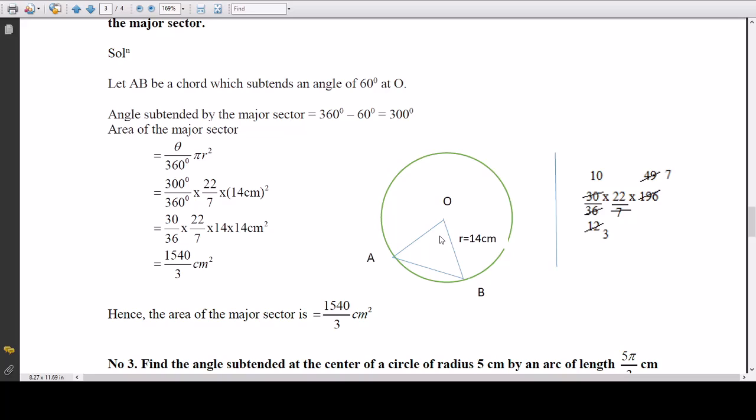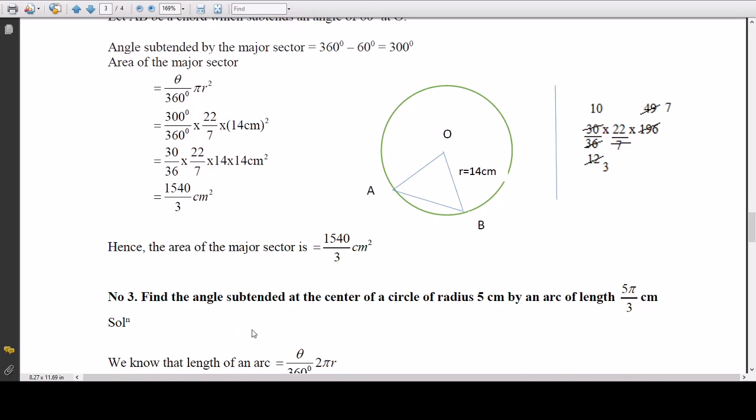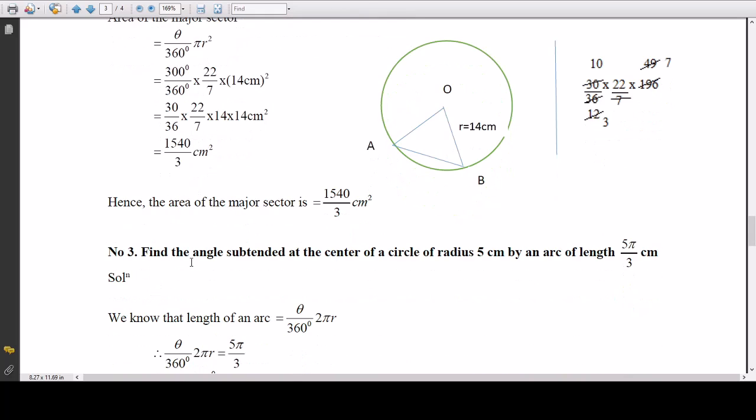Now, how to get the area of the major sector? You need to find the angle subtended by the major arc at the center. Now if this smaller arc subtends angle 60, then the major arc will subtend an angle 360 minus 60, which is 300 degree. Okay, now going to next problem number 3.